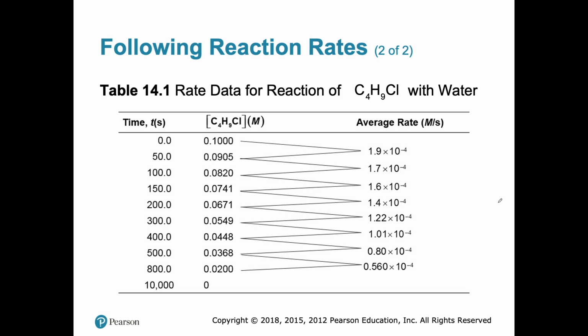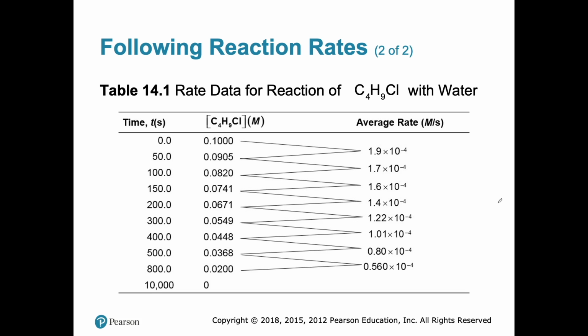And what I want you to notice here is that as time passes, the concentration of chlorobutane gets smaller, right? Here at 50 seconds, it's 0.905. At 100 seconds, it's 0.820. At 150 seconds, it's 0.074, and so on. As you see, it is actually going down because over time, you're going to change all of that chlorobutane into what? Butanol, right? And hydrochloric acid.